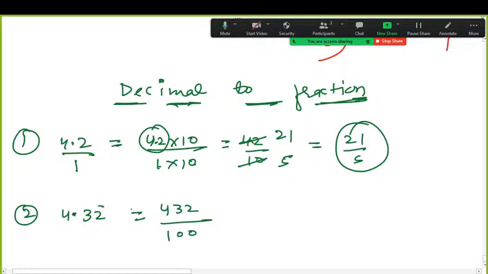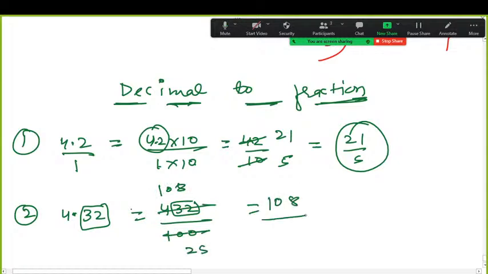If there are 2 digits after the decimal, you will divide by 1 and 2 zeros, that is 100. Actually, we are multiplying by 100 in numerator as well as denominator. Now, 32 is divisible by 4, so you can cancel it by 4. 4 ones are 4, 4 8s are 32, 4 25s are 100. Your answer is 108 over 25.